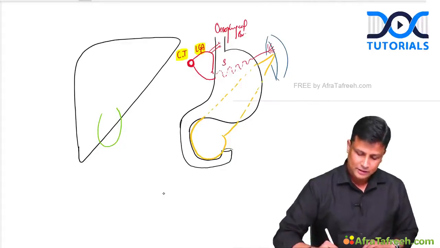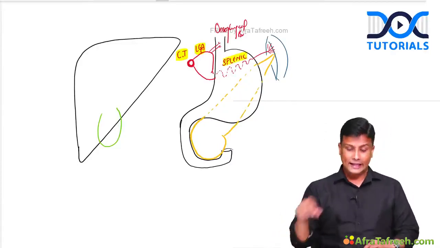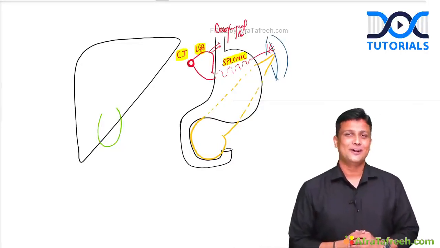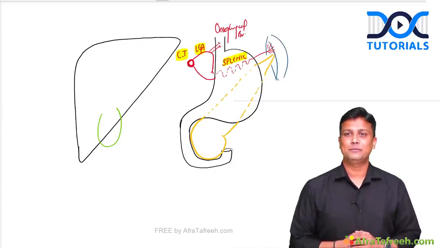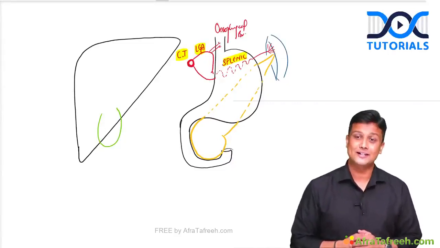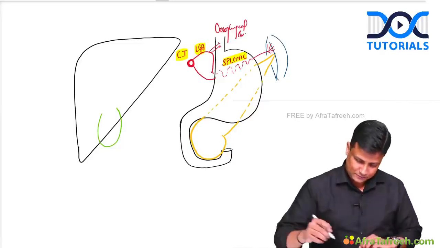This is your second major branch of the celiac trunk, that is the splenic artery. And yes, my dear doctors, why am I drawing that in a zigzag manner? Because the splenic artery is an example of a tortuous artery behind the stomach, and it is tortuous.